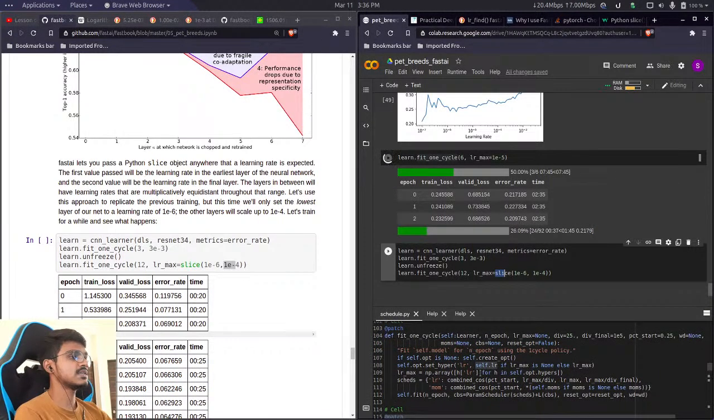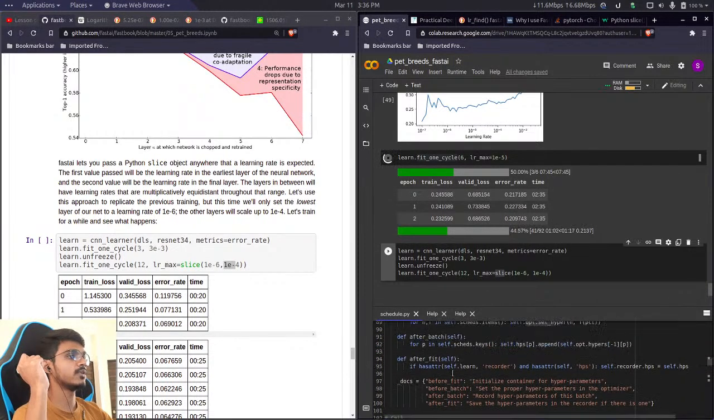We pass the slice, and it is passed over here. Set hyperparameter: self.lr if lr_max is none, else lr_max. So it is calling this function, set hyperparameter, in return.